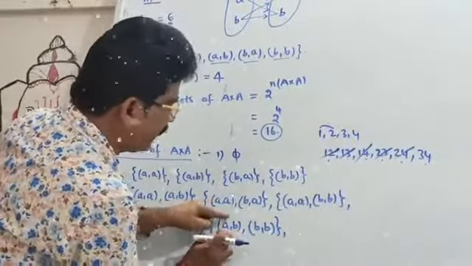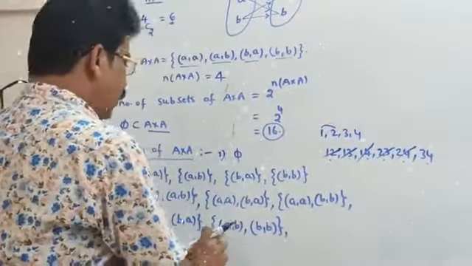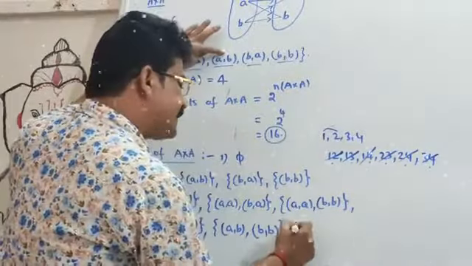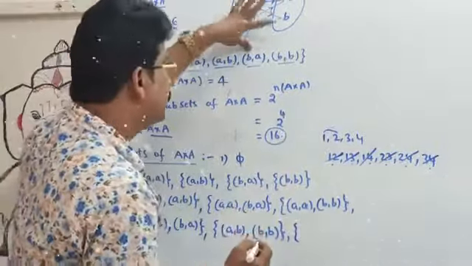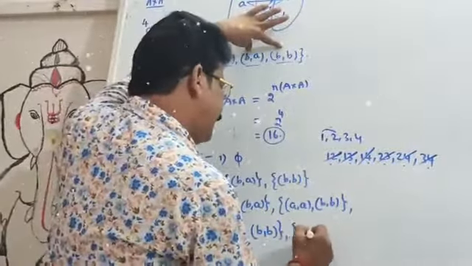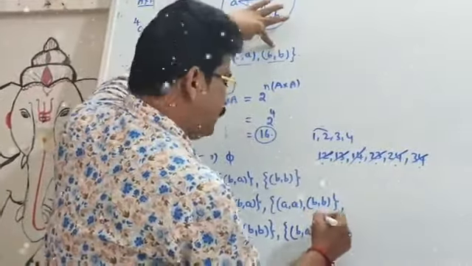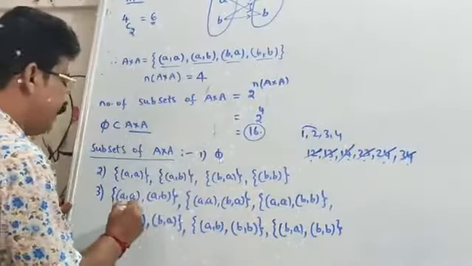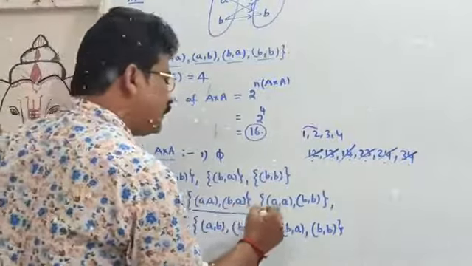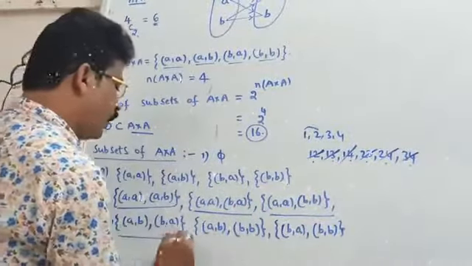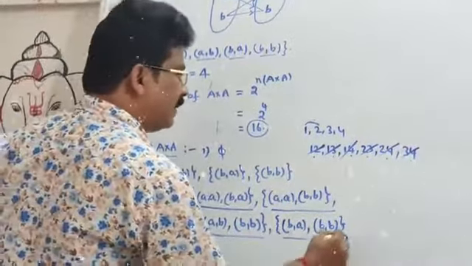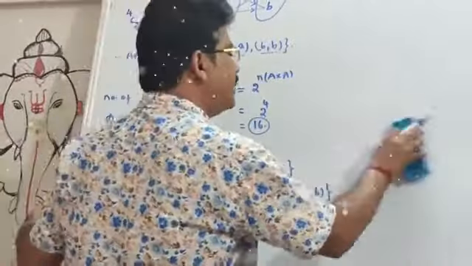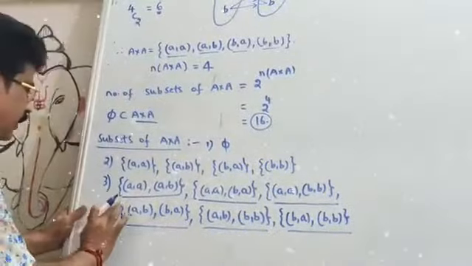Already I said each ordered pair is one element. This is one element, first element. This is another element, like that. Okay, this is 2, 4. Next 3, 4: the set of third element and fourth element, (b, a), (b, b). Thus, we are having 1, 2, 3, 4, 5, 6. It is verified. So, 6 elements. Right?